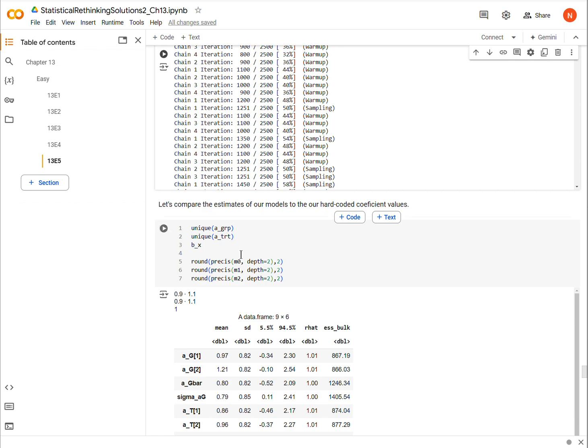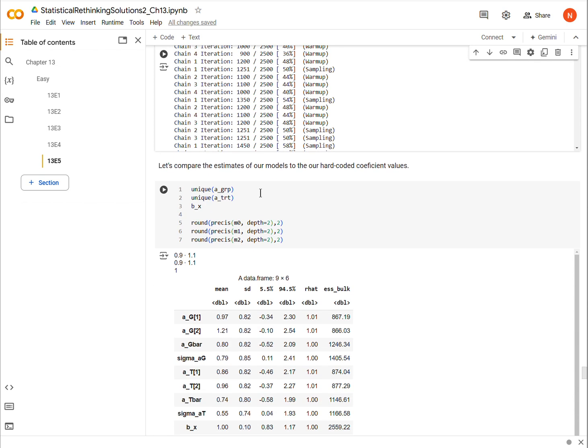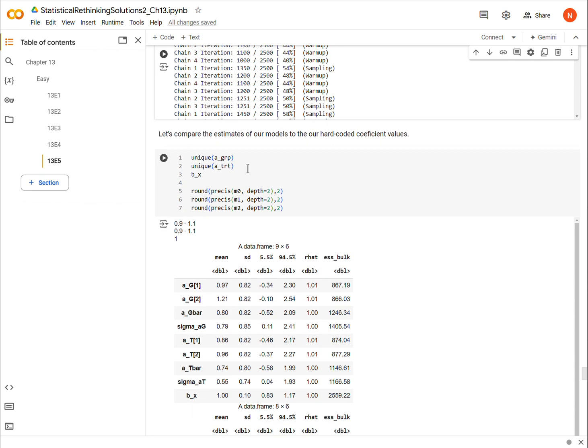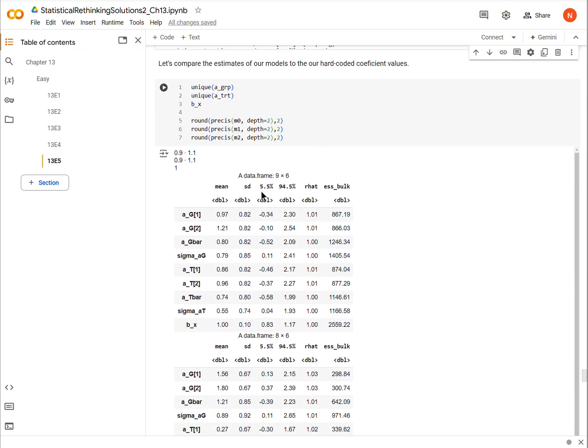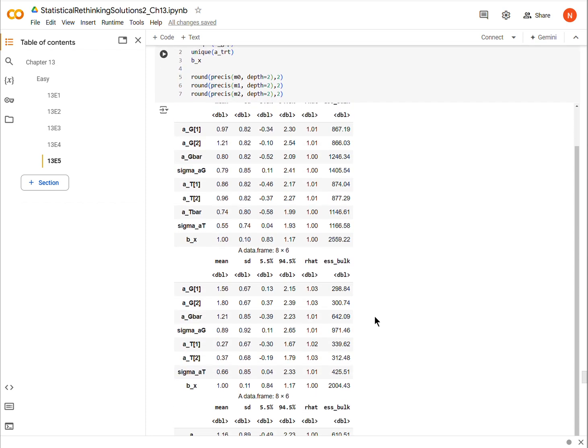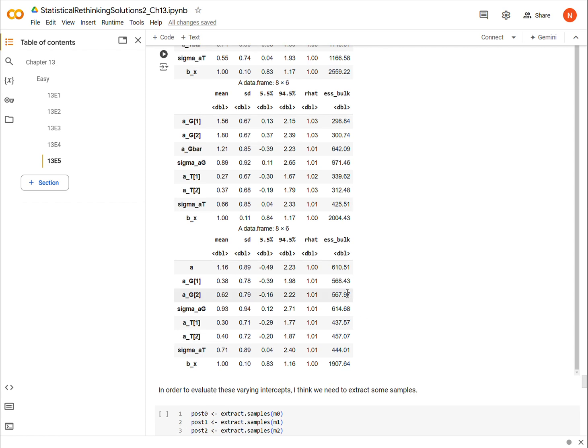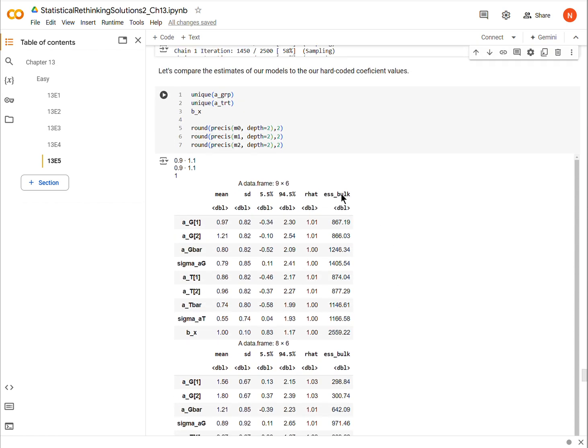So first I want to look at the outputs of all of these and compare them to what I know to be the values for A group, A treatment, and beta X, because I've hard-coded these values in the data up above. And so these are the precis outputs for the three models here. But notice that the only one that we should expect to maybe correspond to the hard-coded values is the overparameterized model, because we hard-coded the values in a parameterization that mimics this model here.